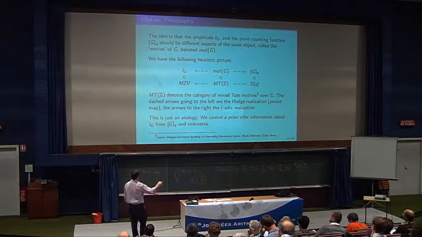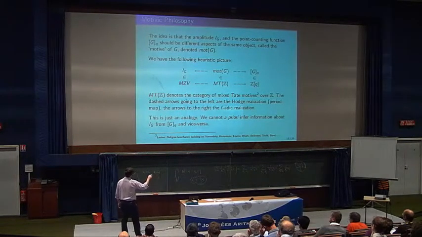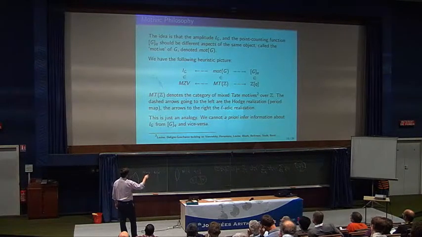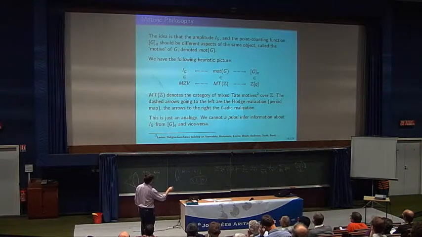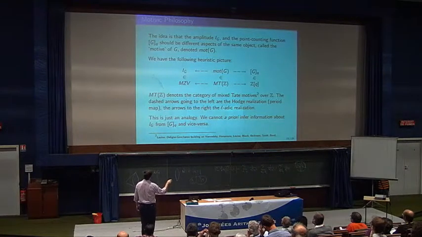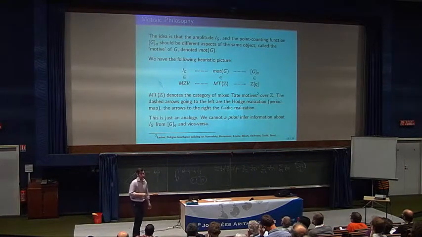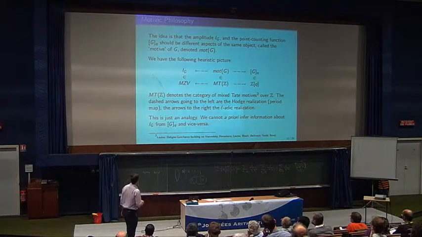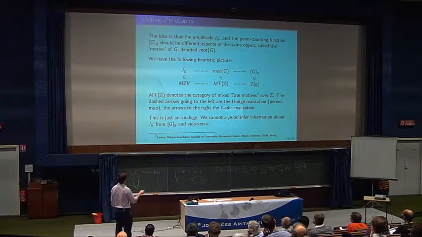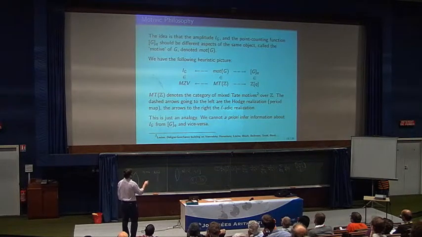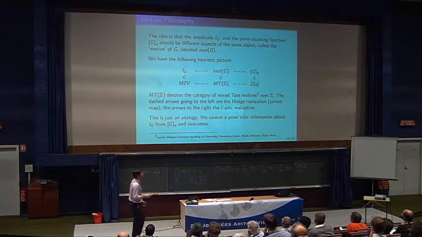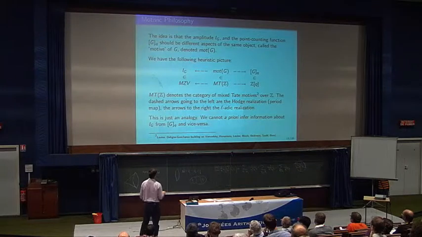So our folklore conjecture, that the amplitude should be a multiple zeta value, now has two different versions. It has Kontsevich's version, that the point counting function is a polynomial, and it has a stronger version, that the motive is mixed Tate over the integers. But we should be careful, because this is just a heuristic picture. There's something wrong with it, which I'll explain in a minute. We can't necessarily go from the number to the point counting function and back. That doesn't make sense. It's really just an analogy.